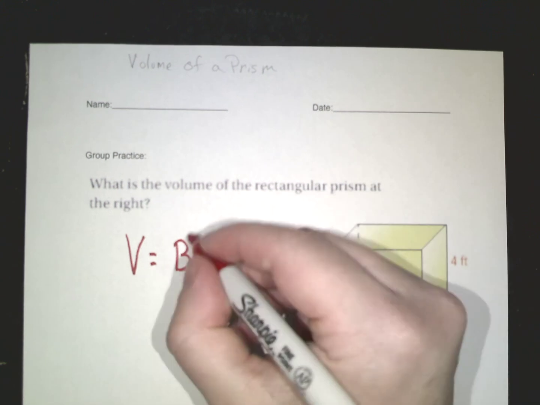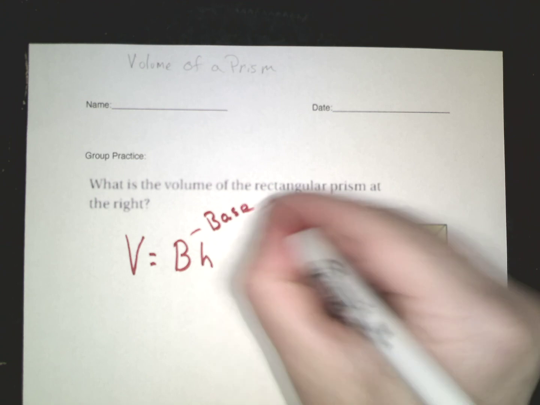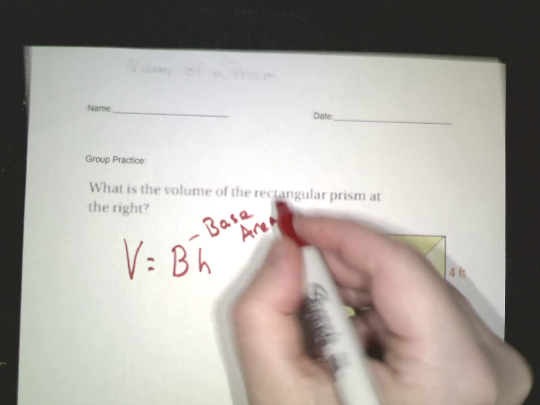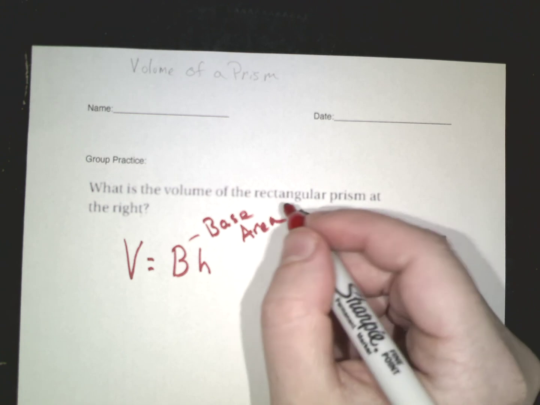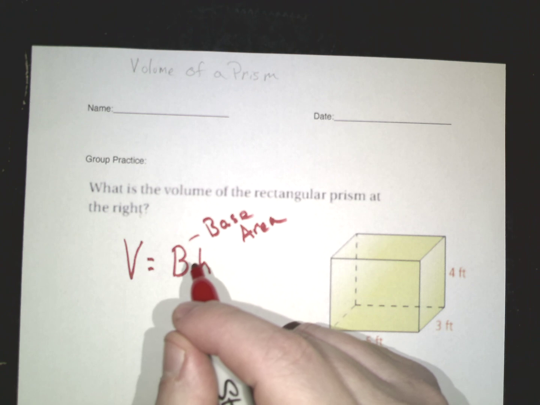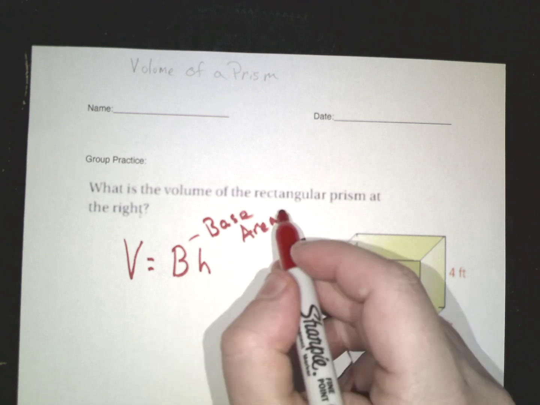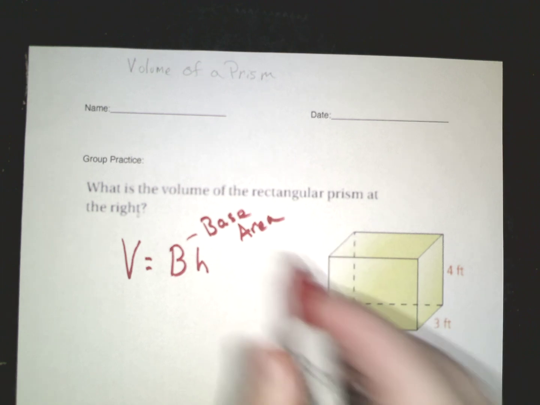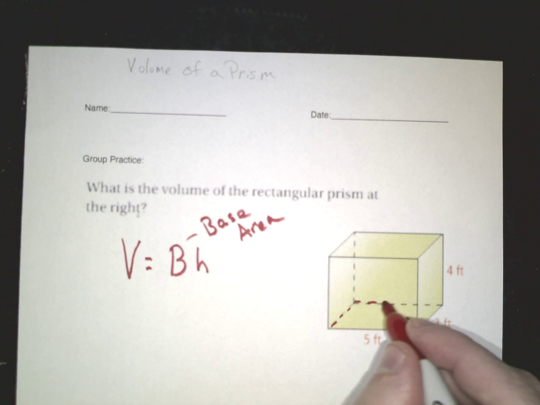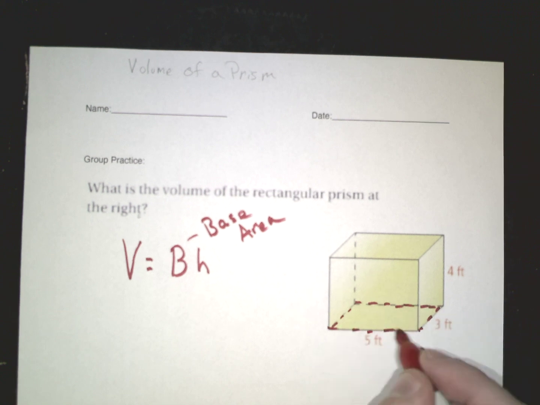Now remember from the last couple of lessons, B is base area. Base area is what defines the prism and its shape, right? Remember when we were looking at square pyramids, hexagonal pyramids, triangular pyramids? The base area is the area of the bottom. Now, this says it's a rectangle, so I see a rectangle here. Okay, so I'm going to make that my rectangular base. This is the rectangular prism.